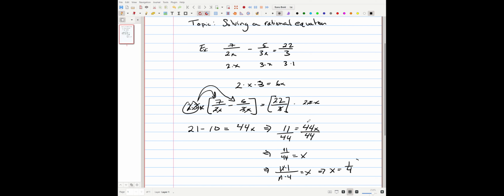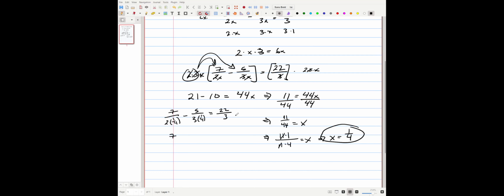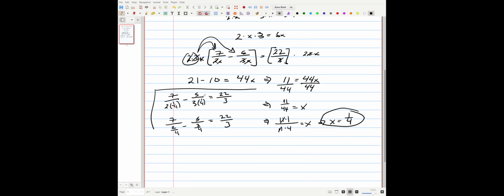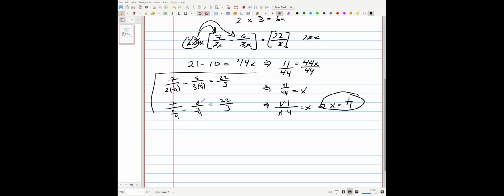And so if we wanted to check it, right, we can plug it back in. So we have 7 over 2 times 1/4 minus 5 over 3 times 1/4 is equal to 22/3. So let's see if this is true. So we have 7 over 2/4 minus 5 over 3/4 is equal to 22 over 3. And this is checking our work here. And so 7 divided by 1/2 minus 5 divided by 3/4 is equal to 22 over 3. Remember, dividing by a fraction is the same as multiplying by the reciprocal, so 7 times 2 instead of 7 divided by 1/2, and 5 times 4/3 instead of dividing by 3/4.